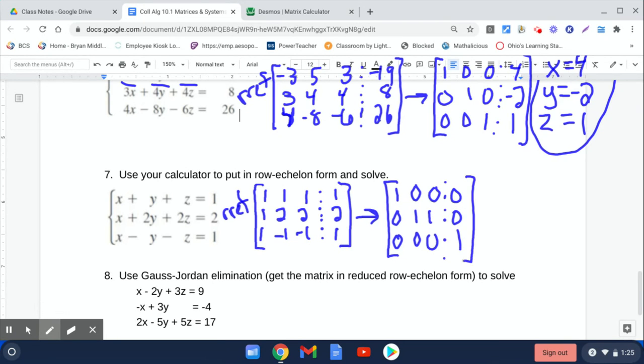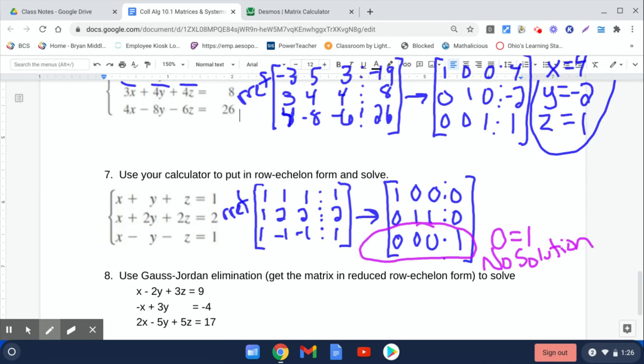All right, now this has something kind of weird going on. Check out this row. This row is telling us that 0x plus 0y plus 0z equals 1. So basically this is telling us that 0 equals 1. That doesn't make any sense. So that means that this system of equations has no solution.